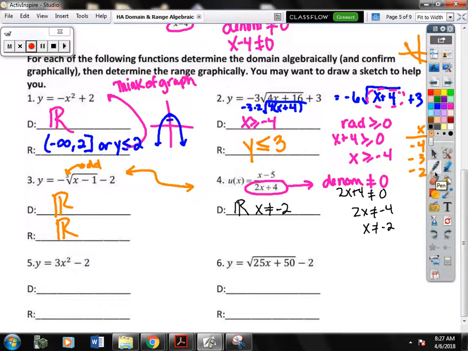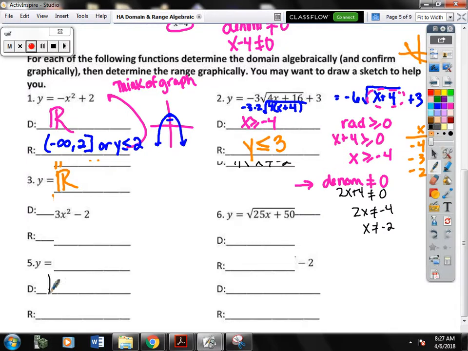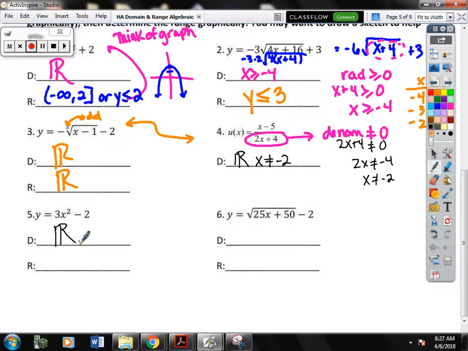Number 5, what do you think for the domain? We have a quadratic example. All real numbers, no square roots and no fractions. How about the range? Be careful, think of the graph. Shift it down, stretch of 3, which doesn't really matter. Ashley? Good. Y is greater than or equal to negative 2. Or, bracket negative 2 to infinity, whichever you prefer.